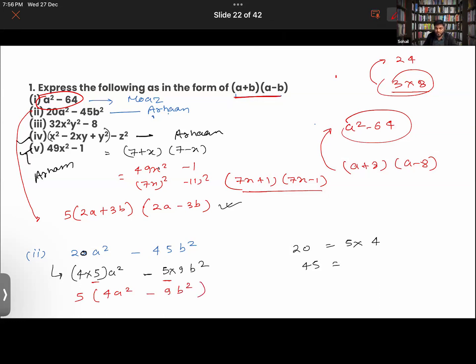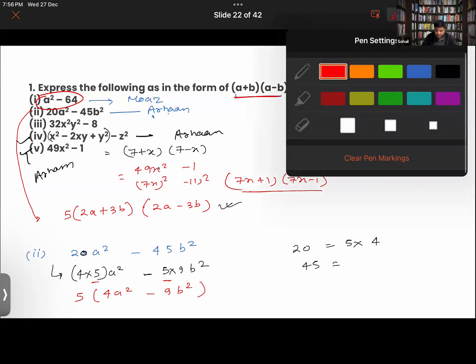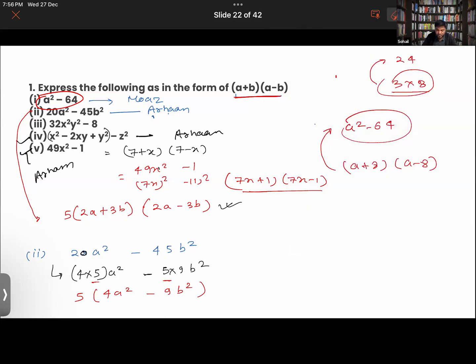Right? Any issues so far to anyone? Please do let me know. Why did we do this? Because now we have got such terms whose square root we can take. Like you can take the square root of 4a square and 9b square.